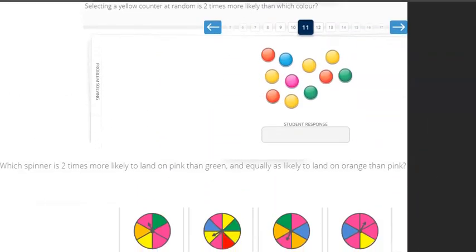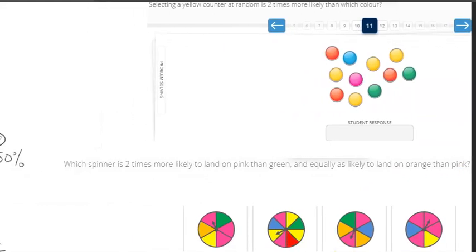The next example, and the last 2 examples here, we've got a question that says that selecting a yellow counter at random is 2 times more likely than which color? So we're going to select a yellow counter. Let's see how many yellow counters there are. There are 4 yellow counters.